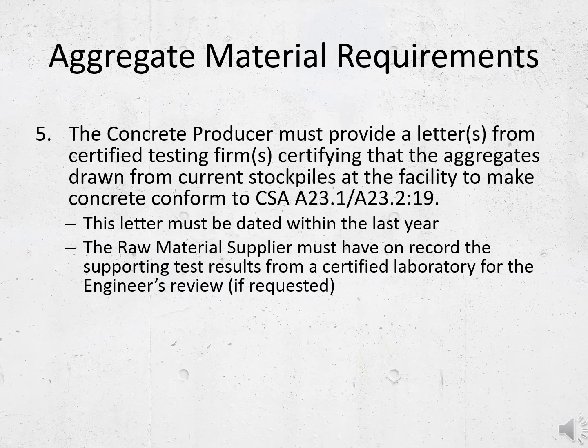The concrete producer must provide a letter from certified testing firms certifying that the aggregates drawn from current stockpiles at the facility to make concrete conform to CSA A23.1, A23.2. In particular, CSA A23.2-30A, Clause 8.5 states, as a minimum, testing to verify compliance with the requirements of clauses 4.2.3.3, 4.2.3.4, 4.2.3.6, 4.2.3.7, and 4.2.3.8, and tables 10 to 12 of CSA A23.1 shall be conducted on a yearly basis, and the test results shall be made available to the owner upon request.